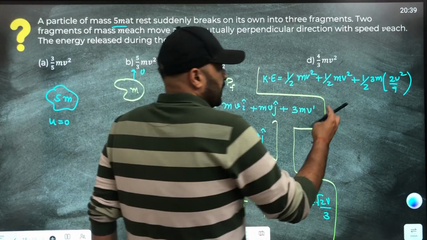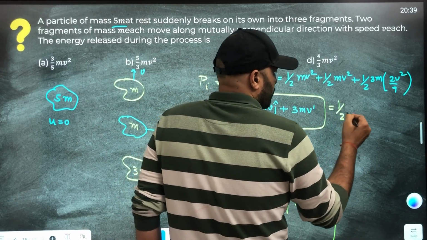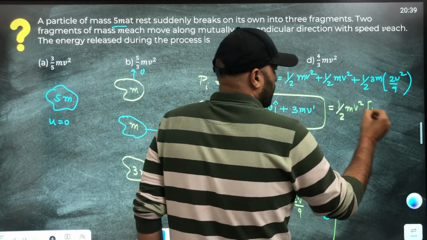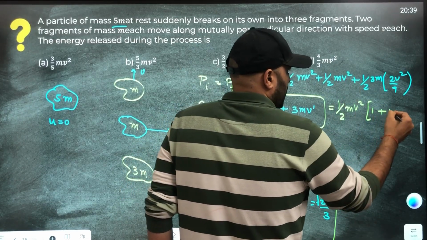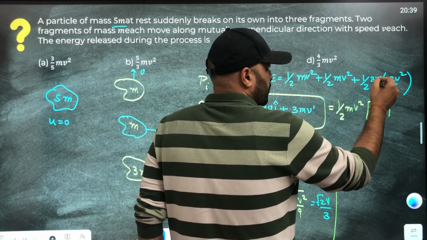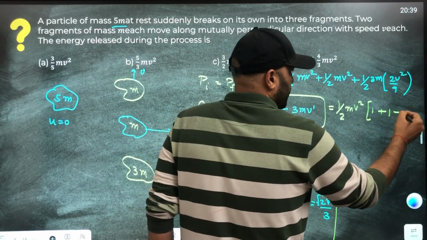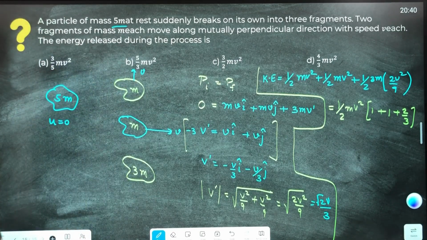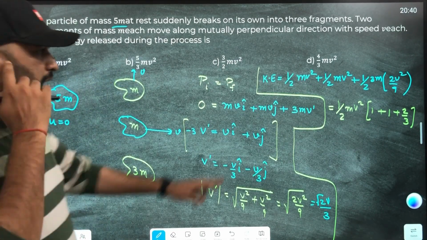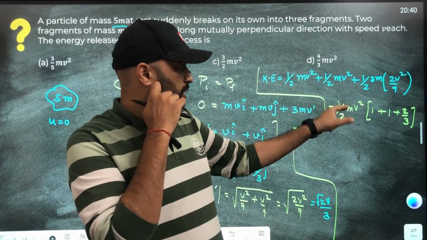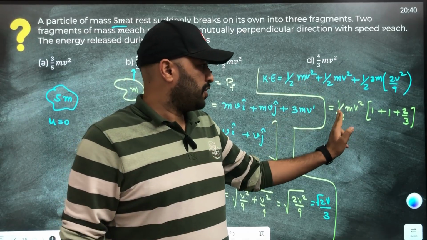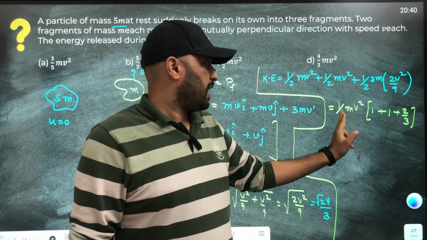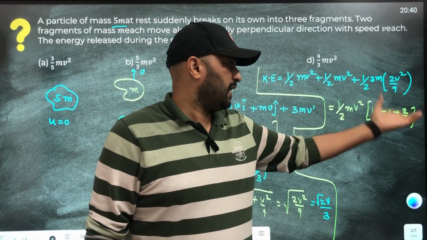Clear? Let's take half mv square common from all these expressions. What are you left with here? Sir, 1. What are you left with here? Sir, 1. And half mv square. What are you left with here? 3 and 3, 2 by 3. Be very careful with this. I hope this is clear up till here. Okay. Half mv square, taking common 1. If you have any confusion, half mv square into 1, half mv square, half mv square into 1, half mv square, and half mv square into this whole thing, you will get the same thing.